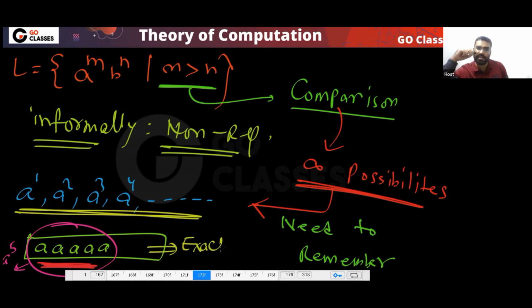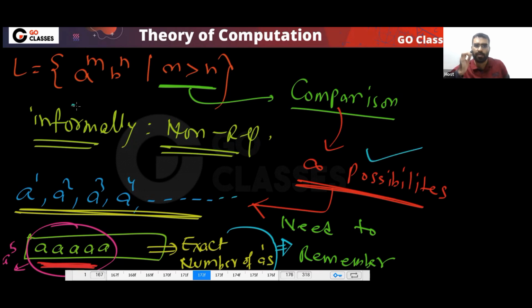So this exact number of A's we need to remember. Because of this exact number of A's, these infinite possibilities you will get. So this is the informal proof. So informally, this language is non-regular, and this is the informal proof.